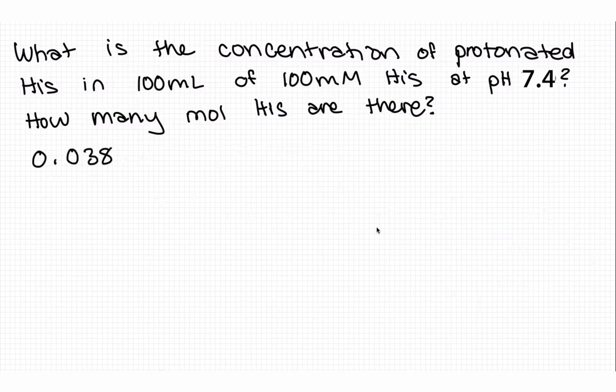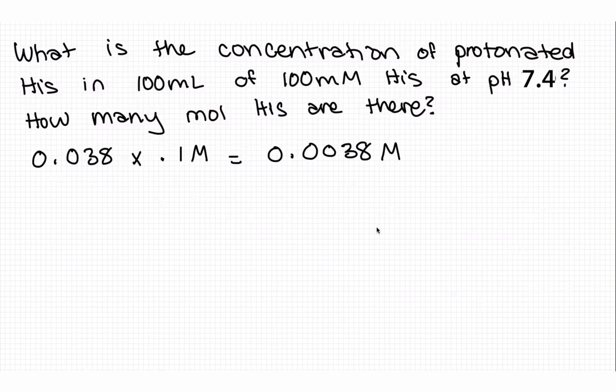And now we just need to figure out what concentration that corresponds to. In order to do this, all we have to do is multiply this by our total concentration of His in both of its forms. So multiply that by our 0.1 molar. If we do this, we end up with 0.0038 molar. So that would be the concentration of His in its protonated state.